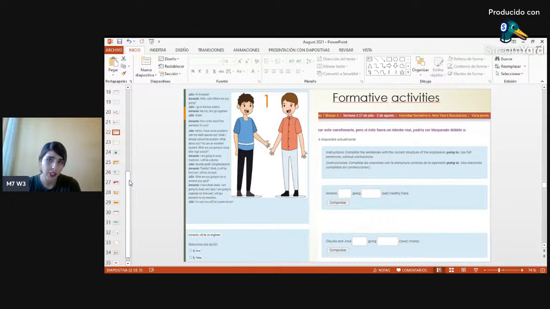Six, obviously, depending on the week, but we're going to start with this. Julio and Armando are talking, and you have to say if the statement expressed here is true or false, depending on the conversation, okay? And the other one, you have to complete the sentences with the correct structure using going to. You have to respect the structure. You don't have to use contractions. Try to do it in complete form so you can do it.